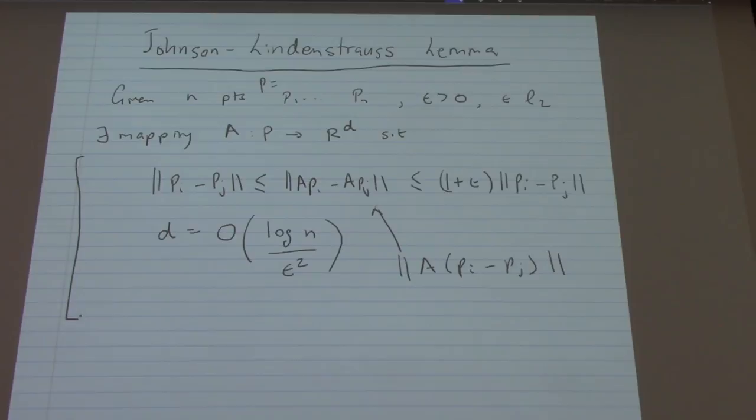Another way of saying this is that an equivalent expression of the JL lemma is that if x is equal to 1, if it's a unit vector, then the norm of Ax is less than or equal to 1 plus epsilon. So the norm of any vector does not change very much in a multiplicative sense. Okay? This is an equivalent formulation of what I said up there, and this follows from linearity. In other words, unit vectors stay more or less unit vectors.